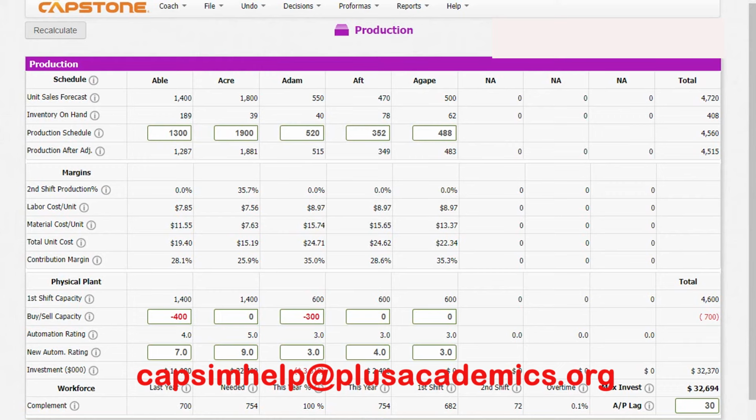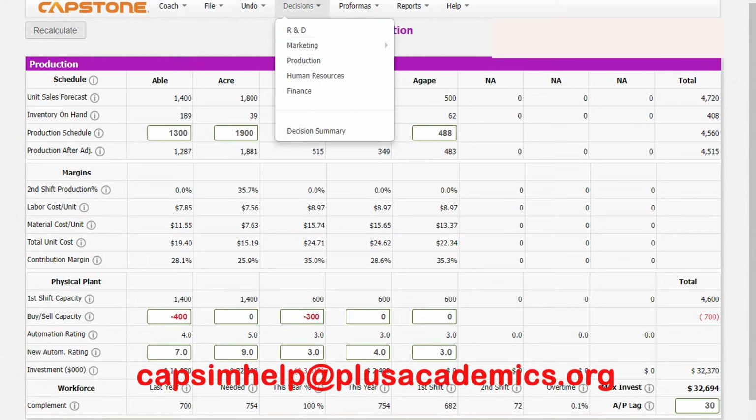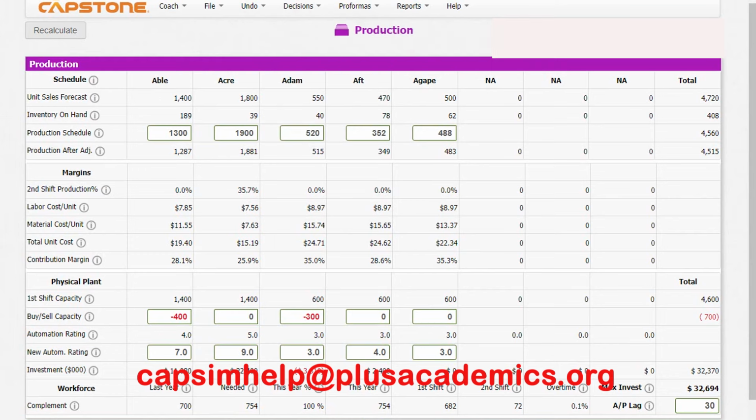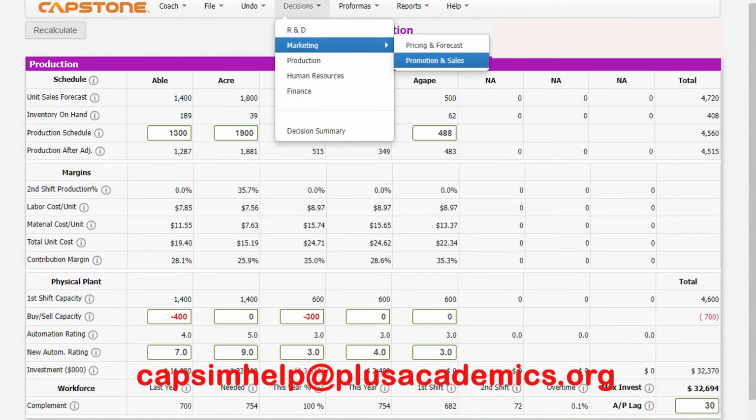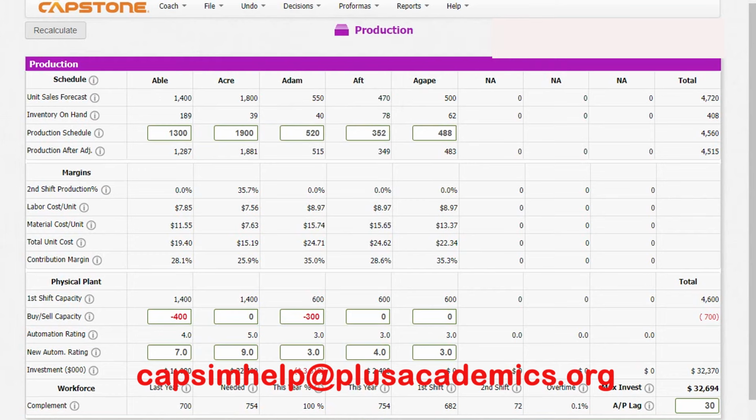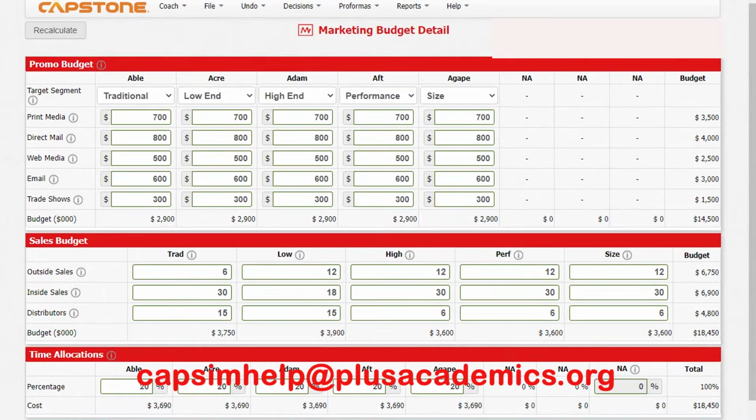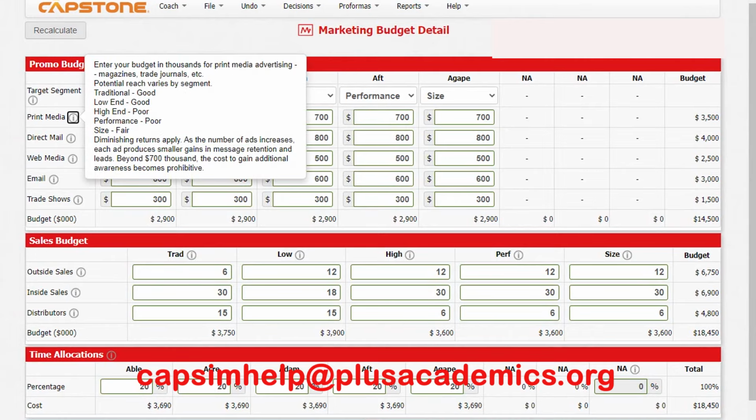So this is something that you need to do early in the game so that you can plan your company for the future. When it comes to marketing, especially the promo and sales section, you can see that we are spending money in all factors. You can see, for example, when you click here under media, you can see in high end is very poor and also in performance is very poor, but we are still spending a very large sum of money on it.